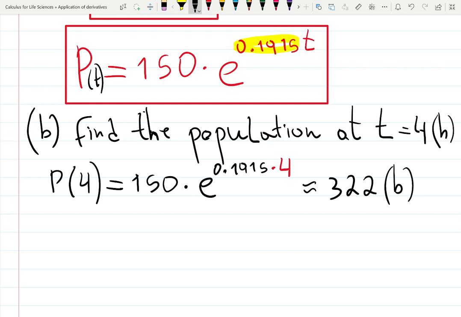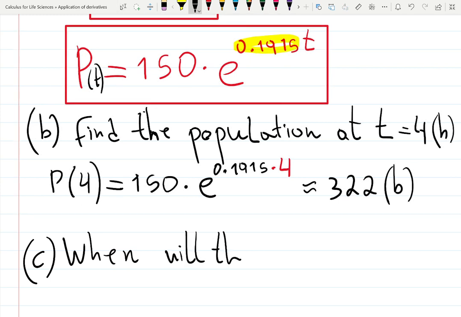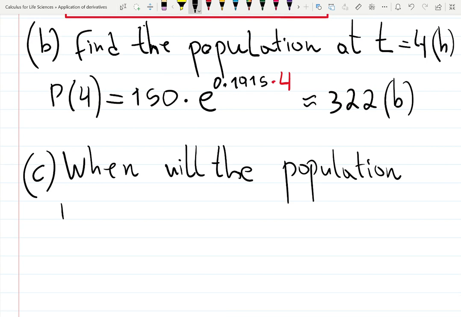Very natural question is question C. When will the population reach some kind of number? Reach 500. Any number. Last time we had it doubled. We can have triple, we have 500, anything you want.